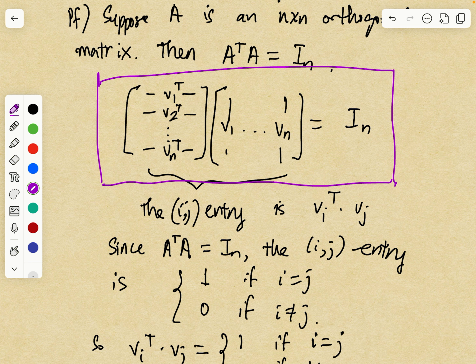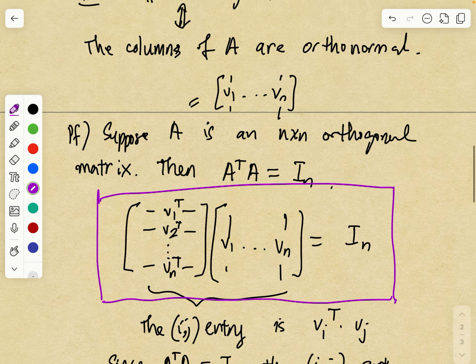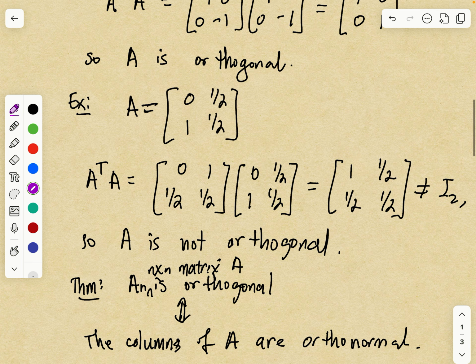when A transpose A is the identity matrix, that's really the same as saying that when you take the dot product of the ith and jth vector, you get 1 if they're the same and 0 if they're different. And this is another quick way to see that the second matrix is not orthogonal, because this column does not have unit length.